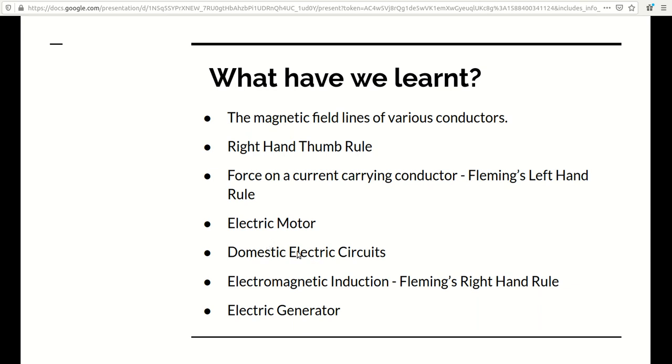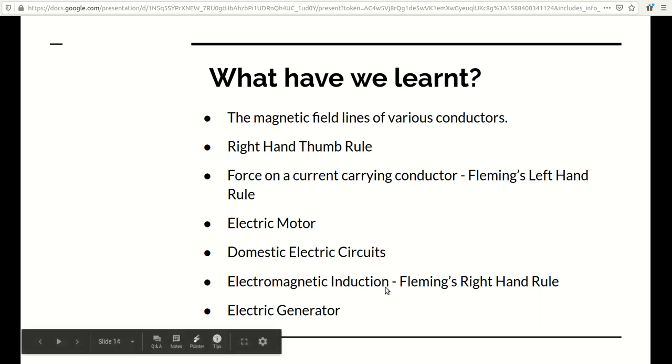We looked at domestic electric circuits, how in India the potential difference is 220 volt between the red and the black wire. The black wire is neutral or negative. The red wire is live or positive, and the green wire is earth. We also learned electromagnetic induction, which gave us Fleming's right hand rule, and we also learned how the electric generator works.